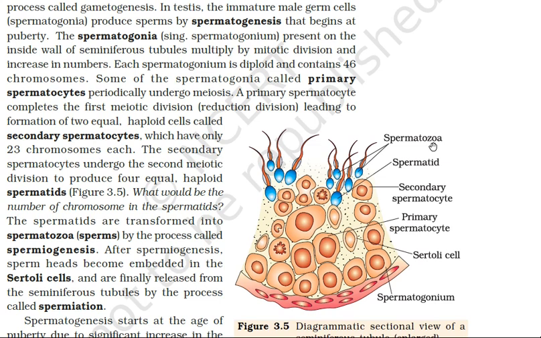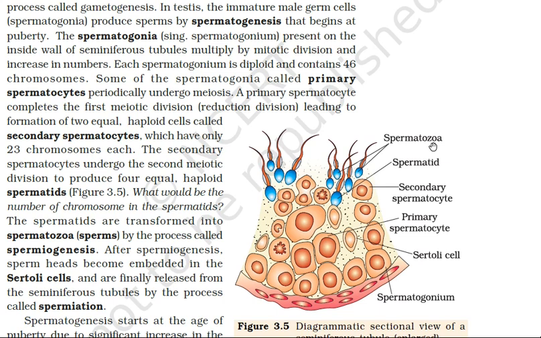They are small cells, about 12 mm in diameter. At maturity, they undergo repeated mitotic divisions to form a number of spermatogonia. Spermatogonium is singular and spermatogonia is plural. Each spermatogonium is a diploid cell containing 46 chromosomes, as I told you earlier also.